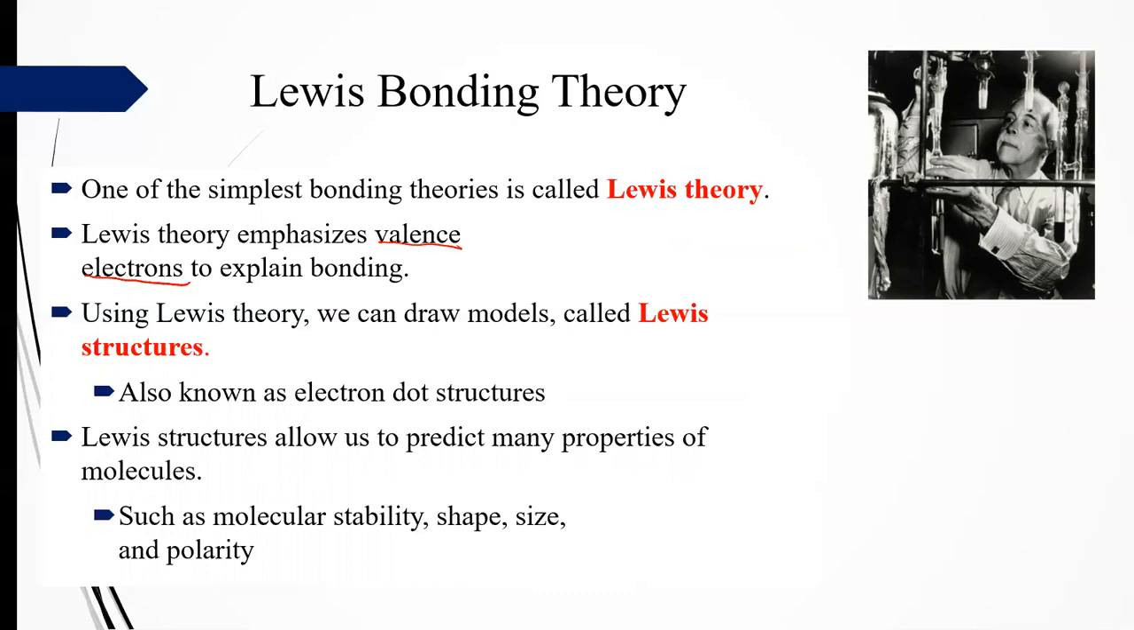For Lewis theory, we draw something called Lewis structures. They can also be known as electron dot structures, and they help us predict how the atoms inside the molecules are connected and where those valence electrons might be. This gives us an idea about the molecule's stability, shape, size, and polarity. That's the basis of the Lewis theory: being able to form these Lewis structures or electron dot structures.